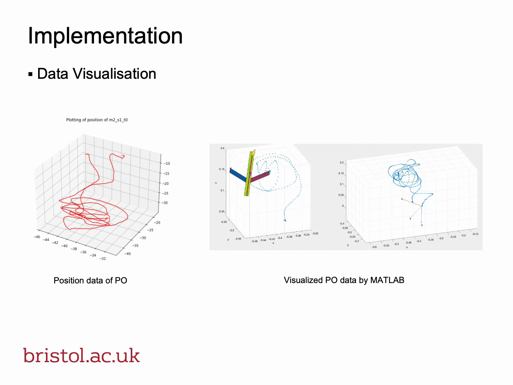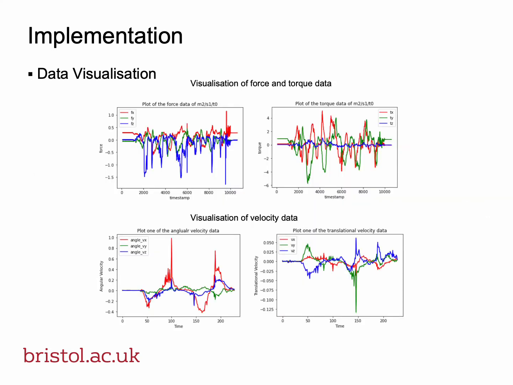Then for the orientation information in the PO data, MATLAB was used to visualize the trajectory and the direction of the object's movement over time, by using an aircraft model and arrows instead of the sensor's object. The FT and velocity data over time were visualized in Python. It can be seen that it is really difficult to find any patterns in this, so I started to process our data and then train it on our LSTM model.